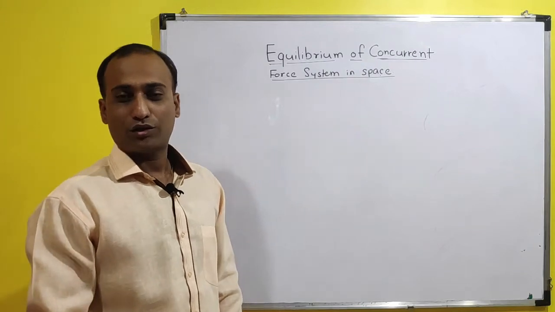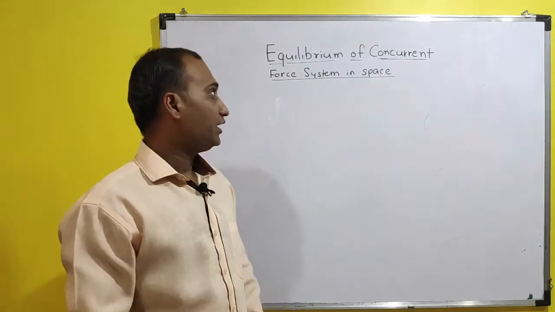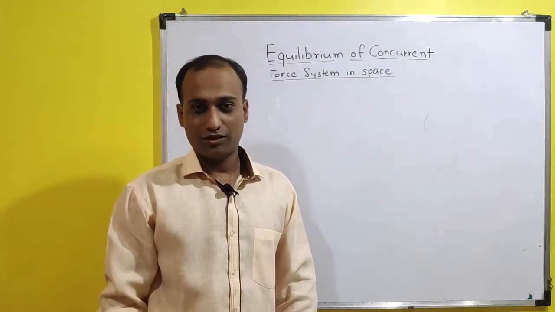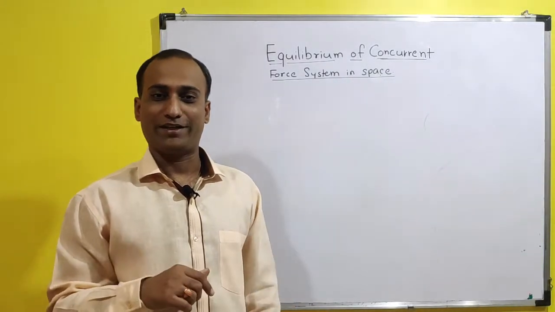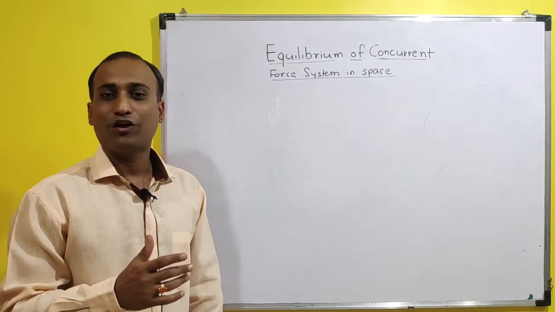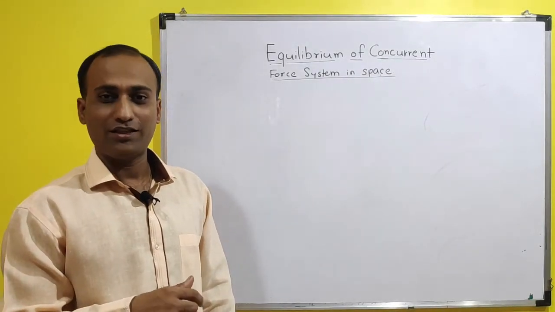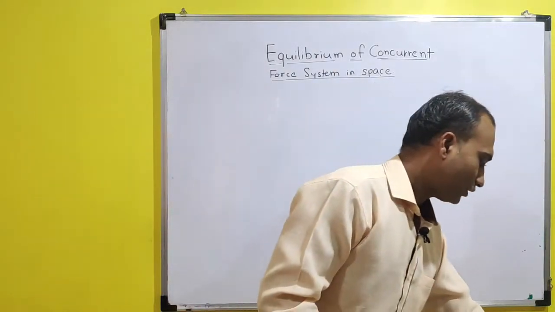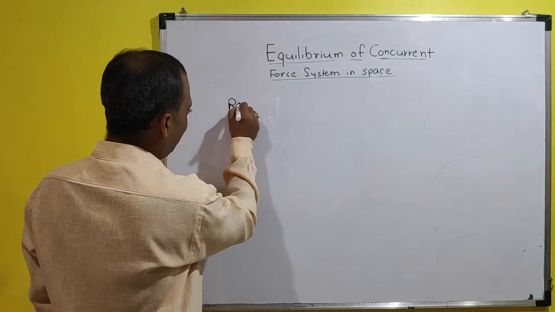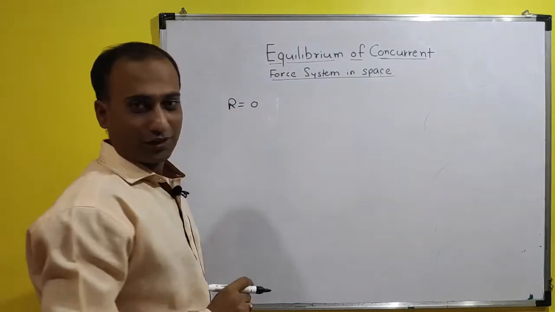Hello students. So today we will study about the equilibrium of concurrent force system in a space. So first of all we should know what is equilibrium. Equilibrium is nothing but the resultant of the total system is zero. So what we can write here? The resultant of the system is equal to zero.